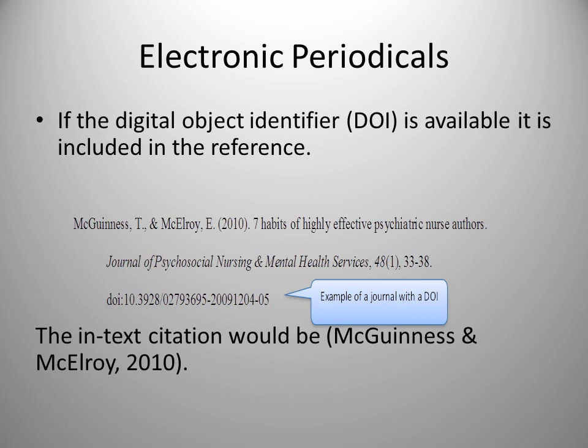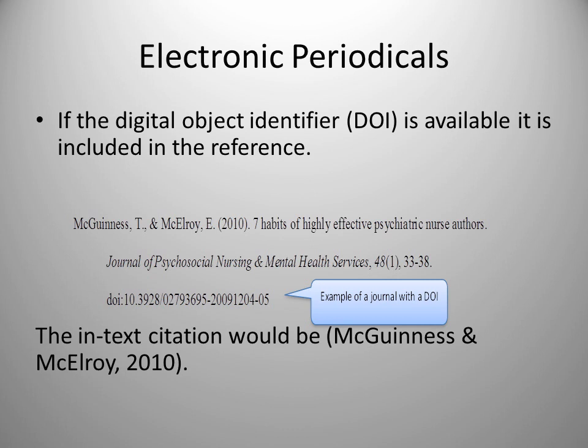Electronic periodicals. These are things that are maybe e-journals or things that we can get off the internet. Those need one more part. That's either the DOI, the Digital Object Identifier, or the home page URL. If you have the Digital Object Identifier, and it's available, you'll want to include that. And if you include that, you won't need the URL.